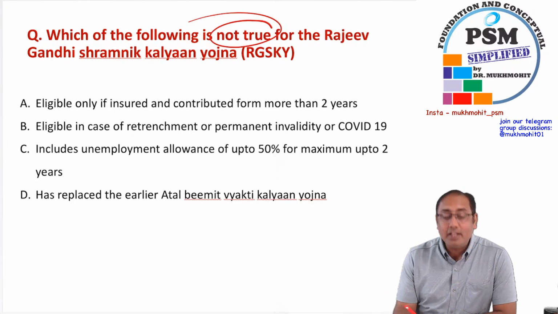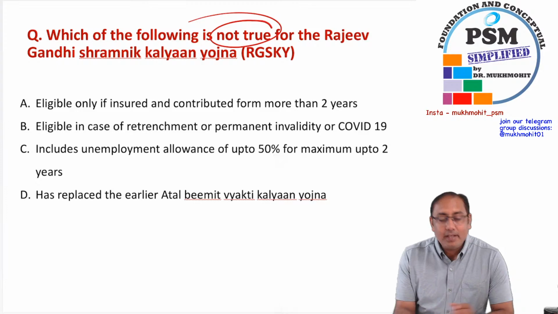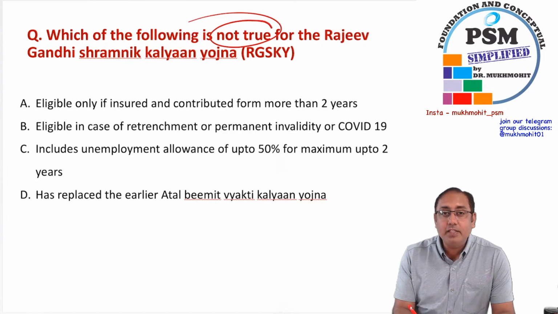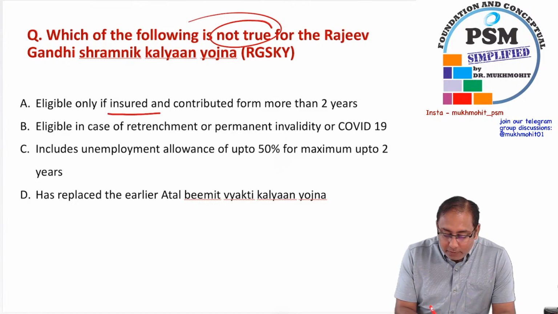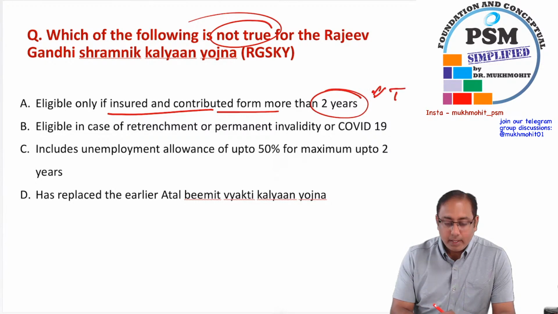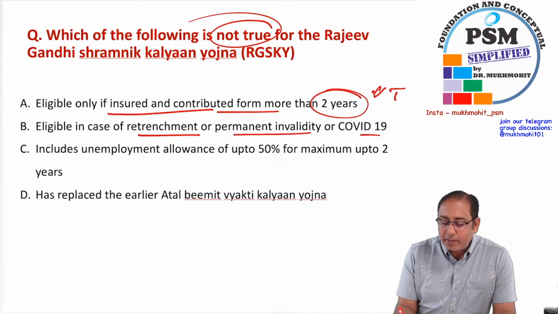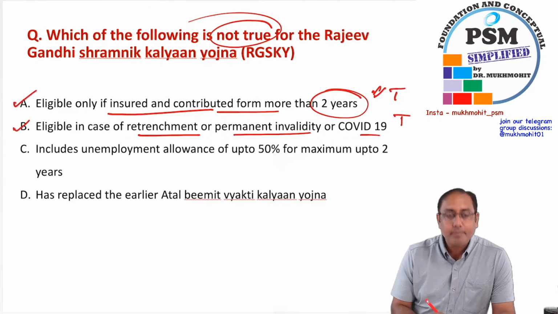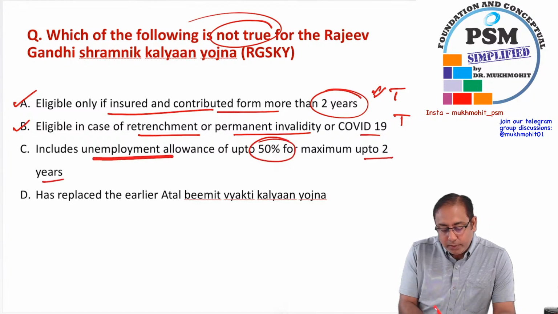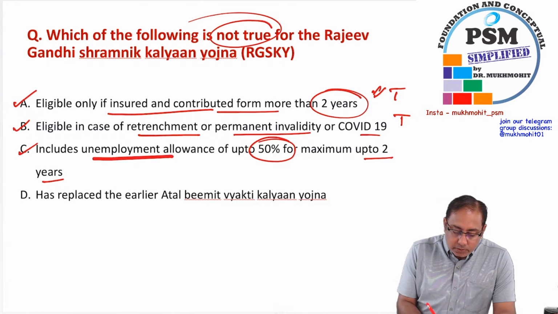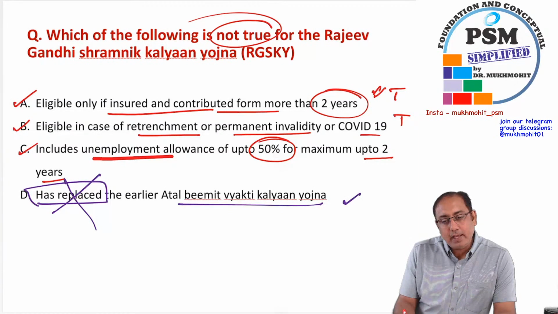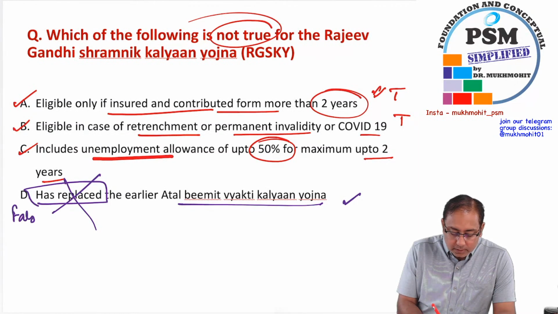So please note Rajiv Gandhi Shramik Kalyan Yojana. Beta, exam is on your head. You have to be serious right now. Which of the following is not true for the Rajiv Gandhi Shramik Kalyan Yojana? Eligible only if insured and contributed for more than 2 years. Yes, that is correct. It is true. Eligible in case of retrenchment, permanent invalidity or COVID-19. Yes, this is true. Option C includes unemployment allowance for 50%, up to 2 years. This is also true. So it does not replace, beta. It has not replaced. Atal Bimit is still there, and option D is the false answer.